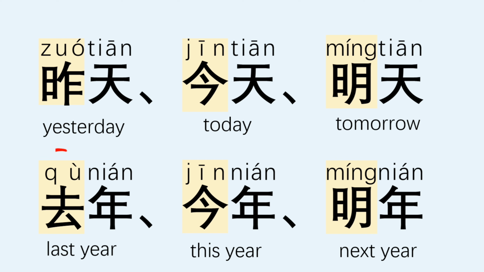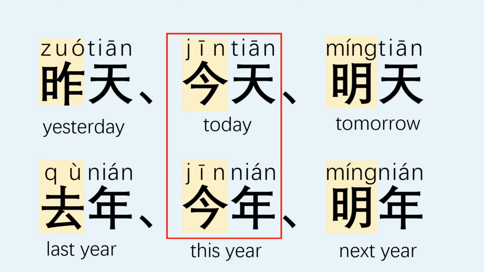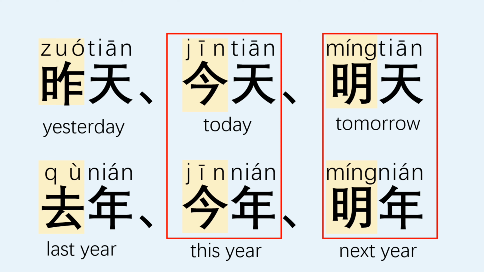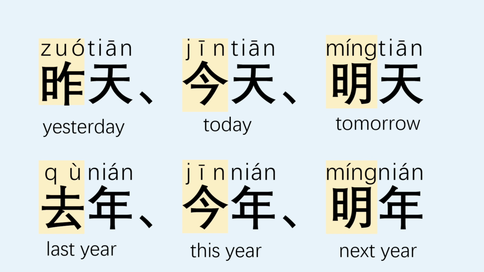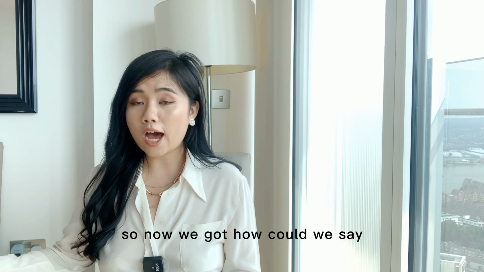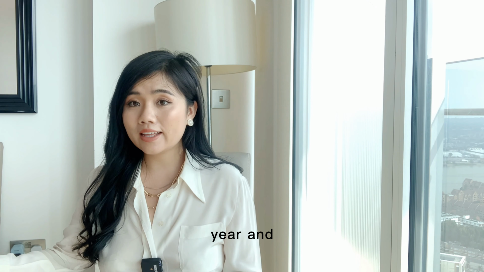Apart from 去年 and 昨天, you see the rest of the two. This year, today, next year, tomorrow, they all put exactly the same character before 年 and 天, right? You see, 今年, 今天, 明年, 明天. For last year and yesterday, those two, be careful, okay? Those two are different. Last year is 去年, yesterday is 昨天, so remember this one. So now we know how to say year and day.